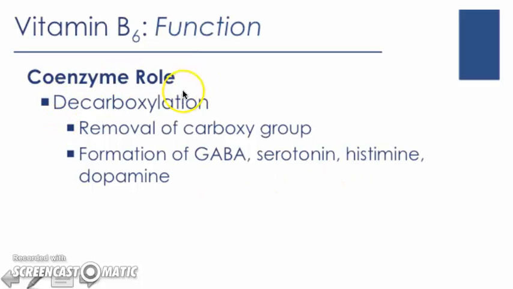Additionally, we're going to see that it has a coenzyme role for decarboxylation reactions. It's not the decarboxylation reactions that we've discussed as it relates to, for example, the pyruvate dehydrogenase complex converting pyruvate to acetyl-CoA. That's a key decarboxylation reaction, but these are different decarboxylation reactions. So in reactions, for example, in the formation of GABA, serotonin, histamine, and dopamine. So these are actually also related to pathways and processes as it relates to amino acid catabolism.